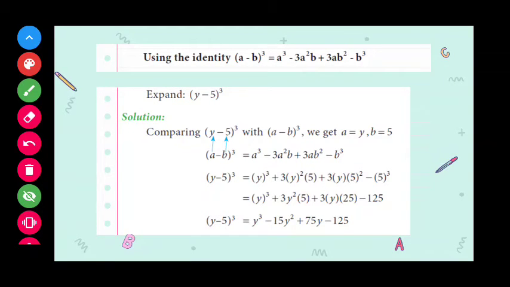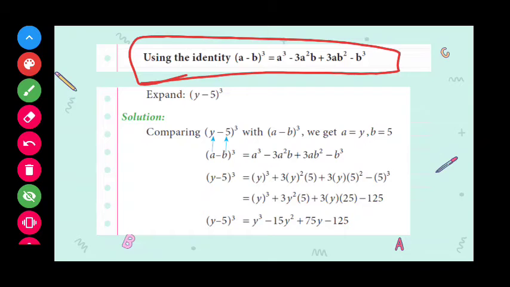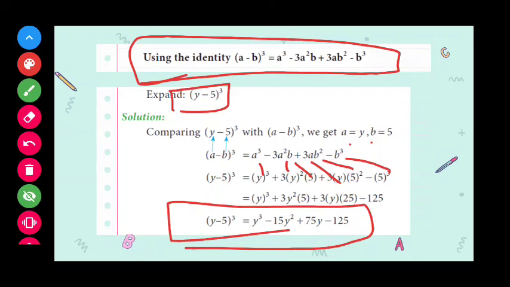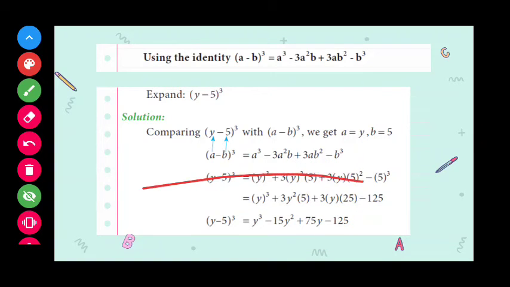See, using the identity (a − b)³, they have given an expression itself, (y − 5)³. Okay, so it's nothing. You know the value of a is y, you know the value of b is 5. So just substitute. In the place of a³ it is y³, in the place of b³ it is 5³. After substituting, just multiply it. You cannot multiply y anywhere, so you just keep the y as it is. So you end up getting the final answer. Okay, so let's get into the next problem.